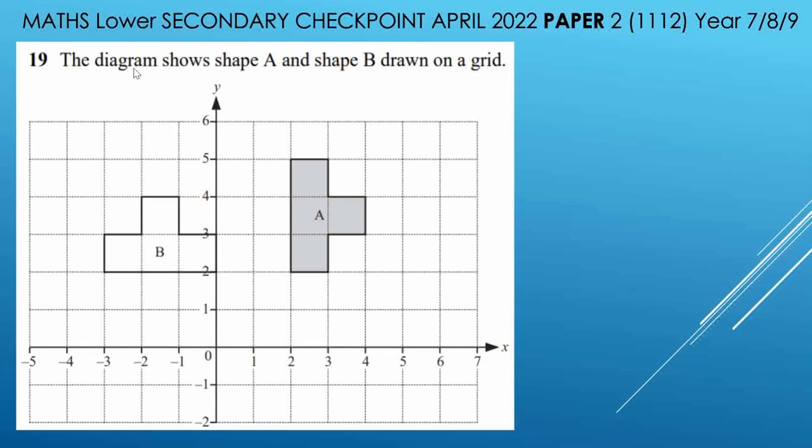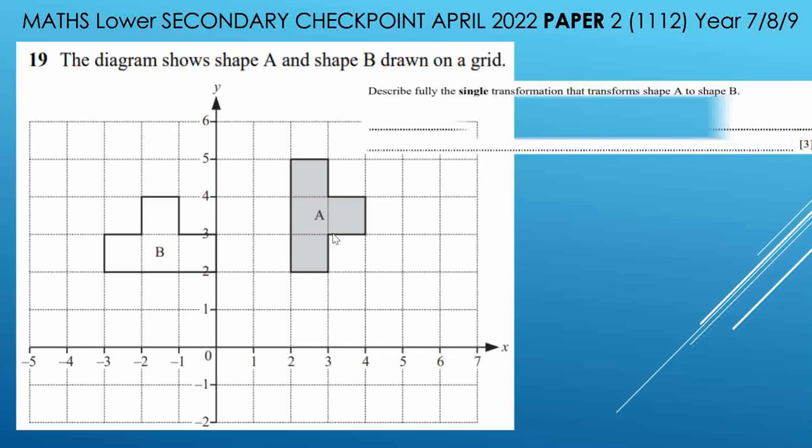Question 19. The diagram shows shape A and shape B drawn on a grid. Describe fully the single transformation that transforms shape A to shape B.